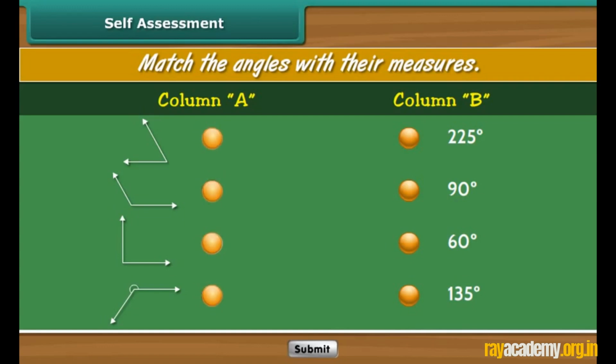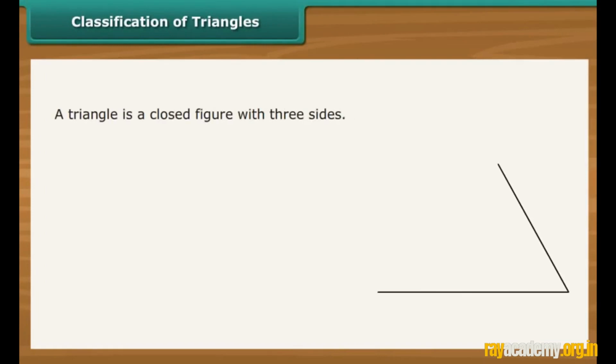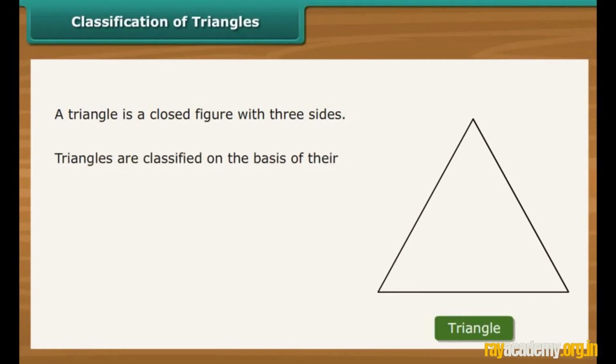Classification by sides. Triangles are classified on the basis of their sides into equilateral triangles, isosceles triangles, scalene triangles. Triangles in which all the three sides are equal are known as equilateral triangles. All the angles of equilateral triangles are also equal.